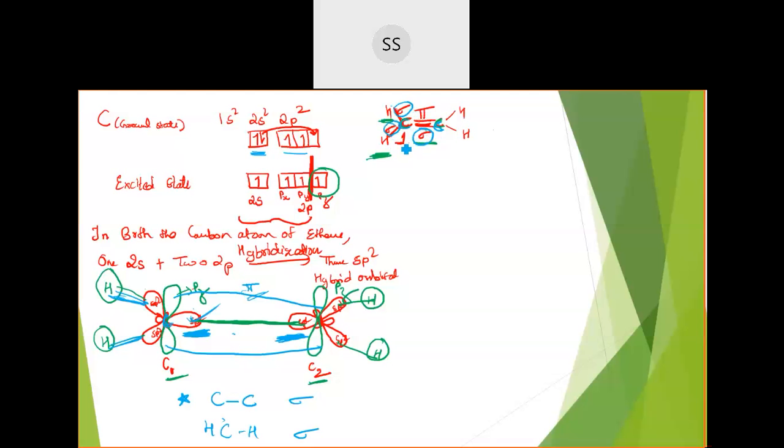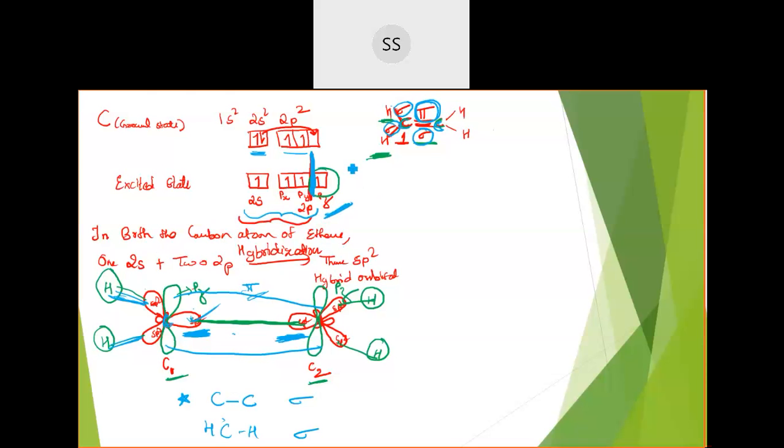That means only those orbitals have to be mixed. One you require for pi. Okay, so if you require one for pi, you will keep one empty. Don't involve that for hybridization. This 2pz, I will keep it empty. The rest, everything you mix together. Okay, in both the carbon atoms, this should happen.